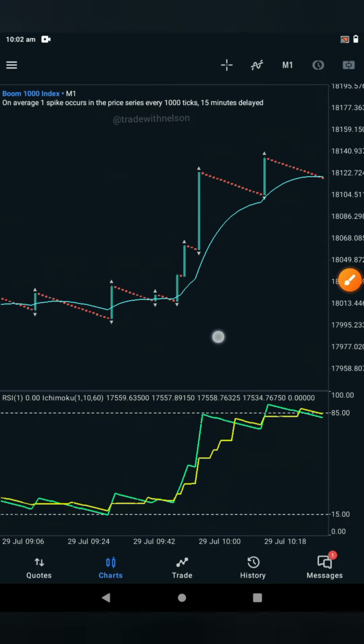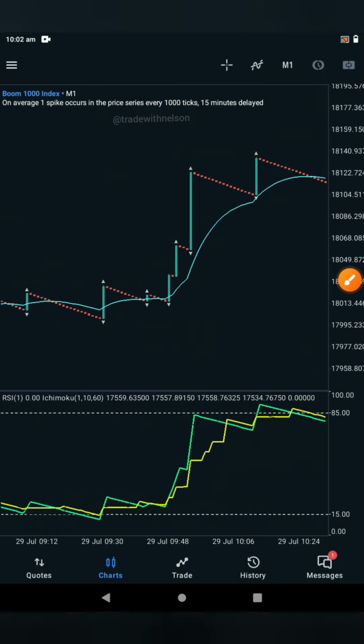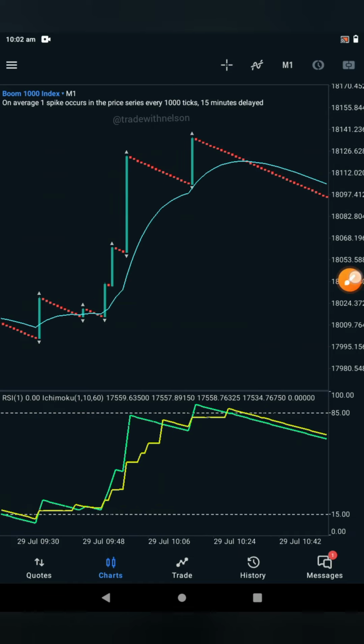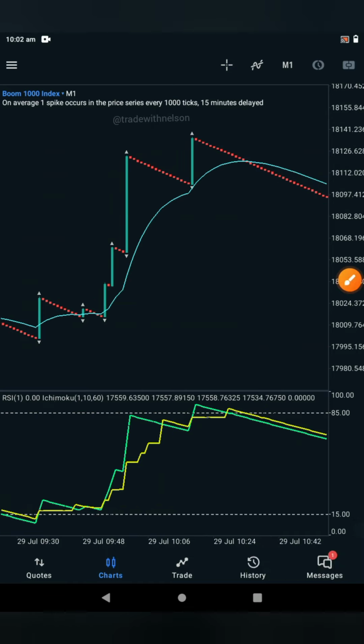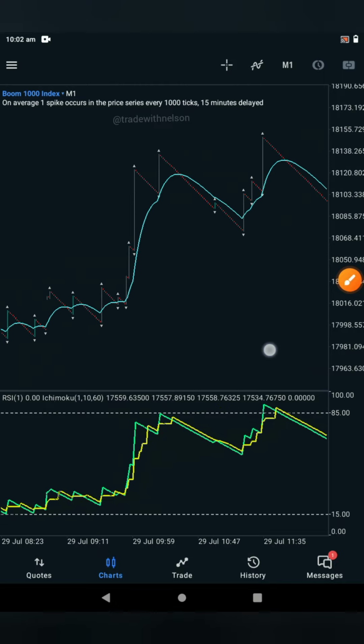Let me zoom in so that you can see it. You have the cross around this point. You enter your sell and you target 10 to 15 candles. See the market delivers at this point. So let's continue to go.